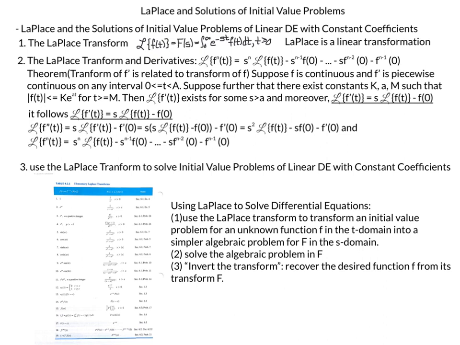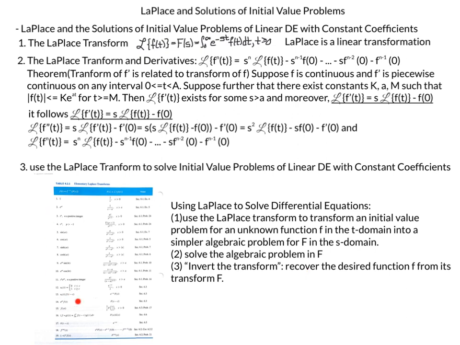And finally, we will use the Laplace transform to solve initial value problems of linear differential equations with constant coefficients. Our general strategy will be, one, to use the Laplace transform to transform an initial value problem for an unknown function f in the t domain into a simpler algebraic problem for capital F in the s domain. Two, we solve the algebraic problem for F. So again, we've transformed the differential equation into an algebraic problem, but once we find F, we need to find the inverse transform to get little f. So we're going to invert the transform.